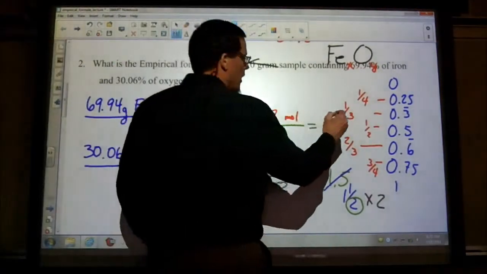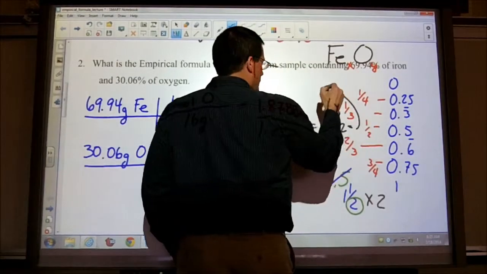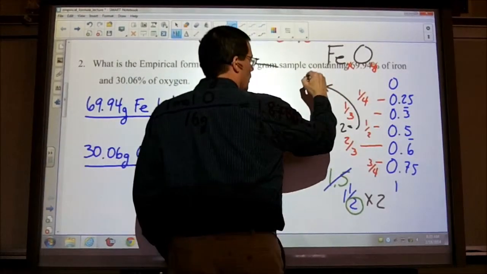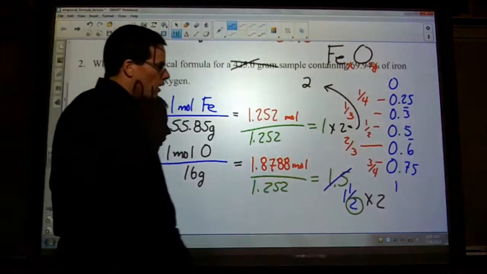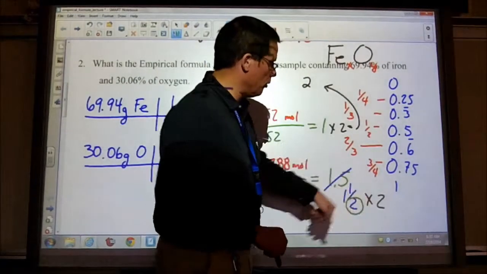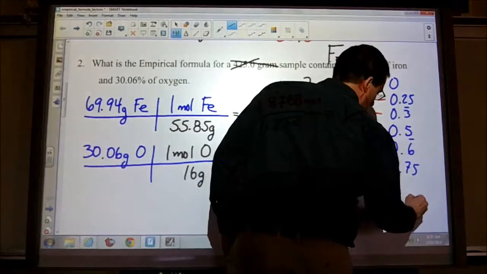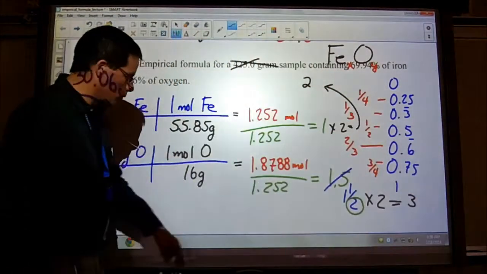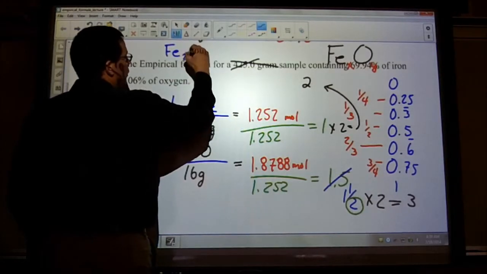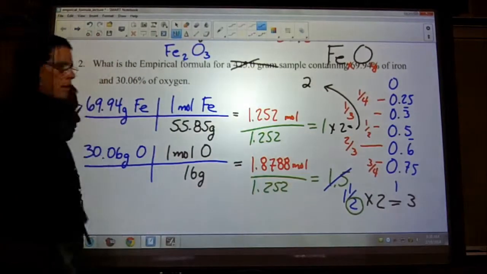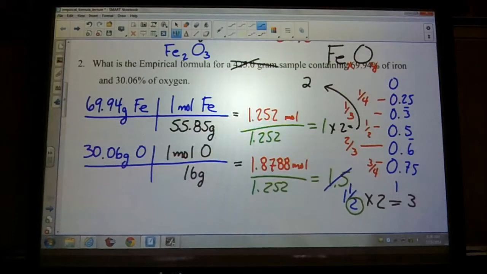So what that's saying is, okay, now I have, how many irons do I have? 2, and how many oxygens does this represent? 1.5 times 2 is 3, right? So my formula would look like this, where I'd have Fe2O3.